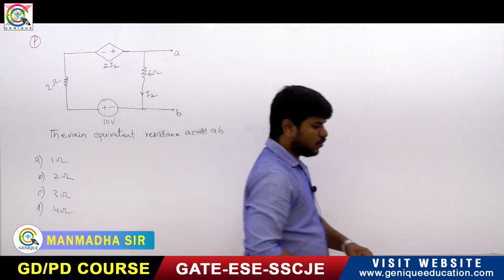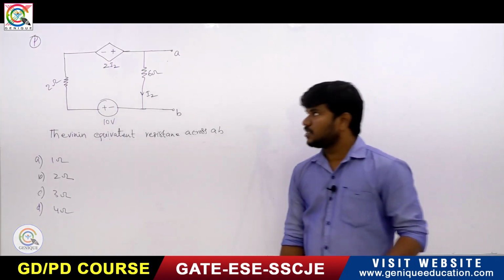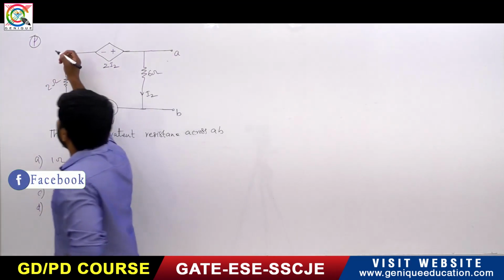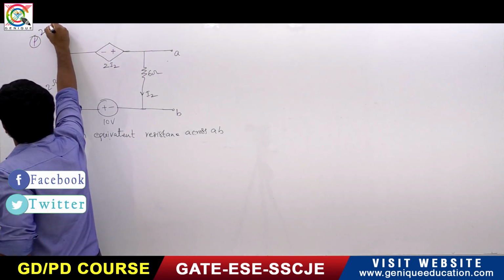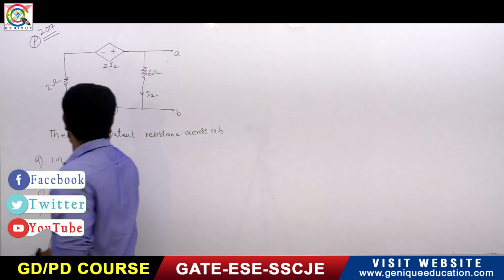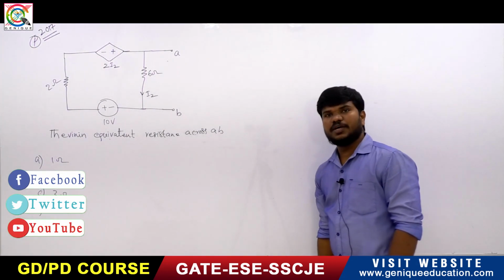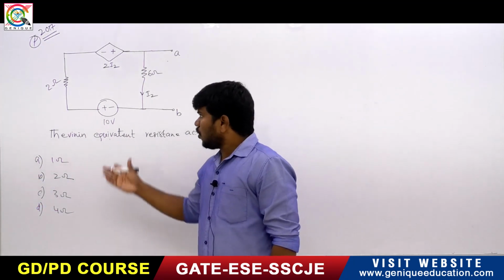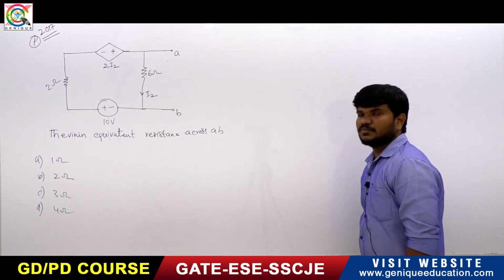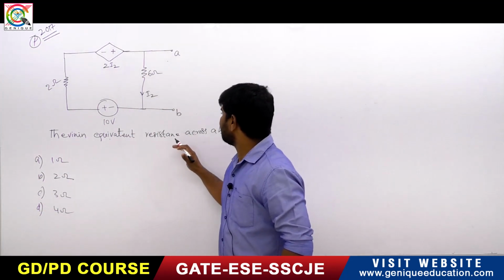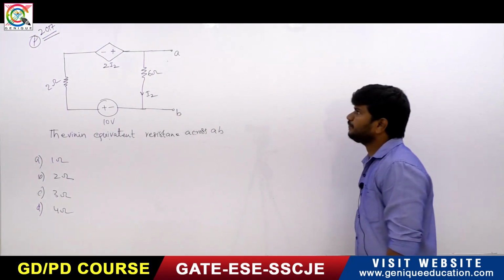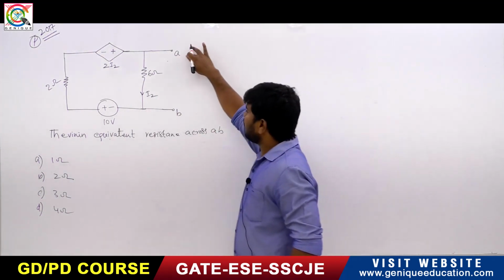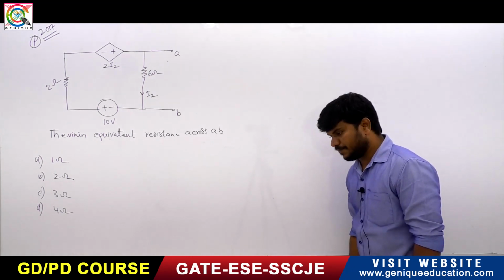This question was asked in the 2017 ISRO examination. It is on the Thevenin theorem. The network is given, and we have to find the Thevenin equivalent resistance across the terminals A and B.